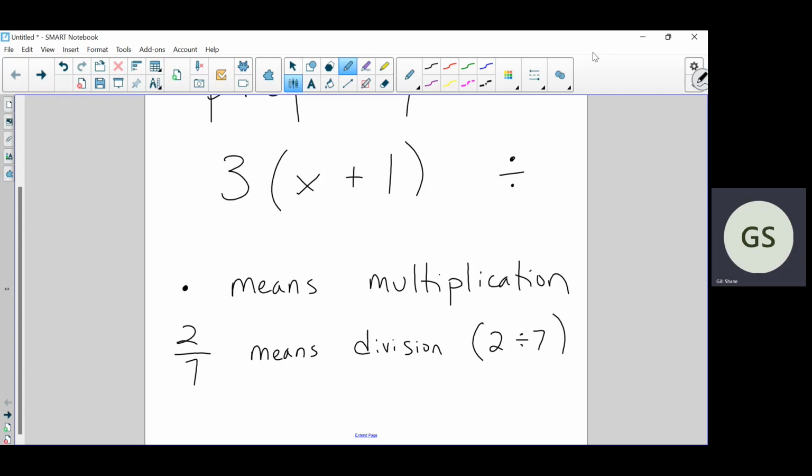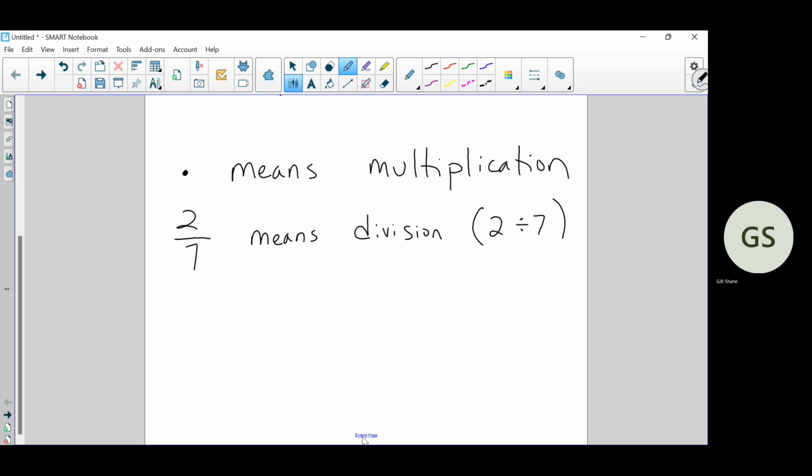All right, so the next thing we need to know. If that means multiplication, that means division, what does this mean?